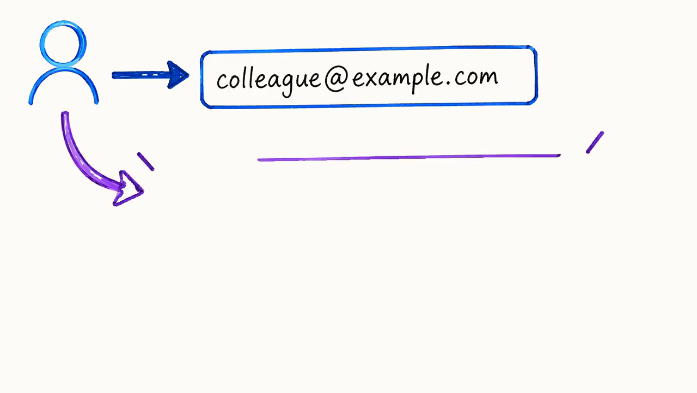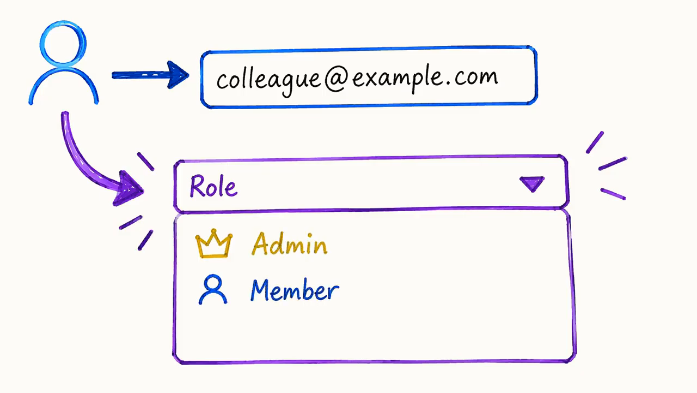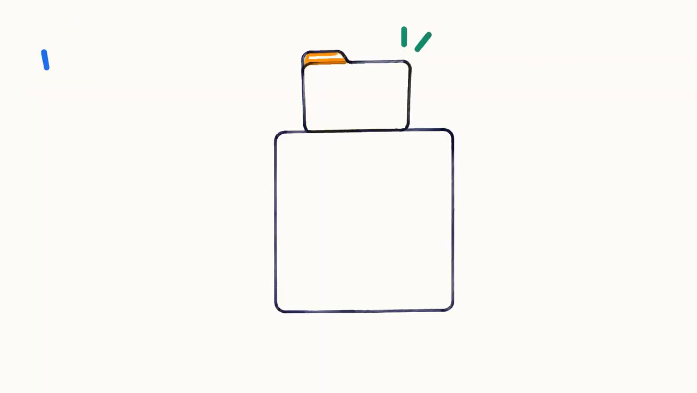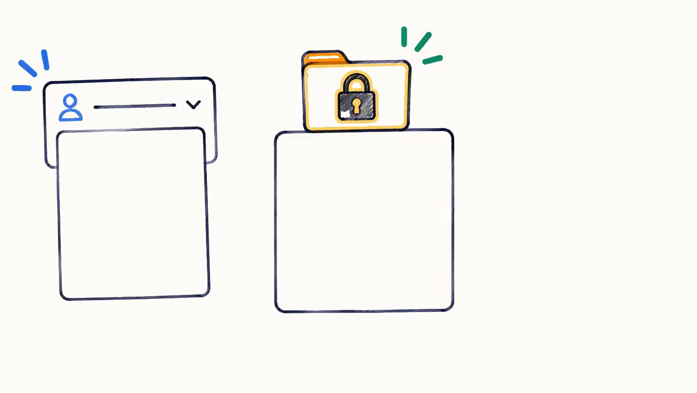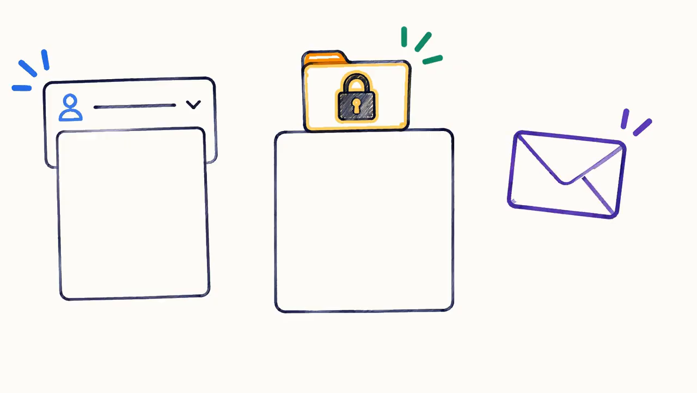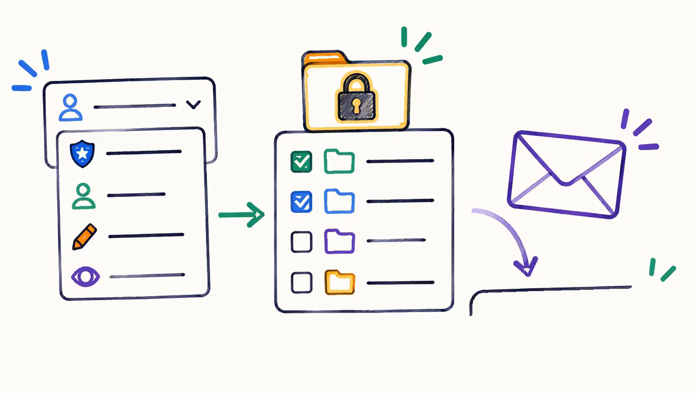Now for the most important step, choosing a role. Below the email field, there's a drop-down menu. This is where you decide what level of access this person will have. We'll break down exactly what these roles mean in just a moment, so hang tight. For now, select the one that makes sense. You can also choose to restrict their access to specific projects right from the screen, which is handy for keeping things organized. Once you're set, click Send Invitation.